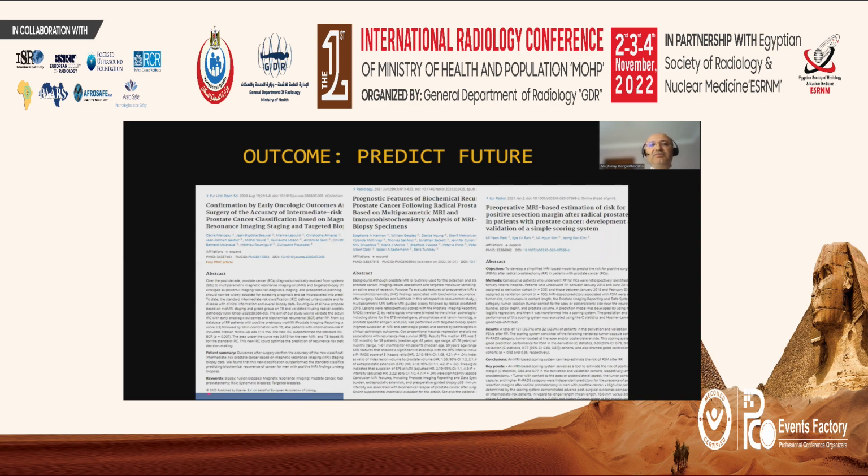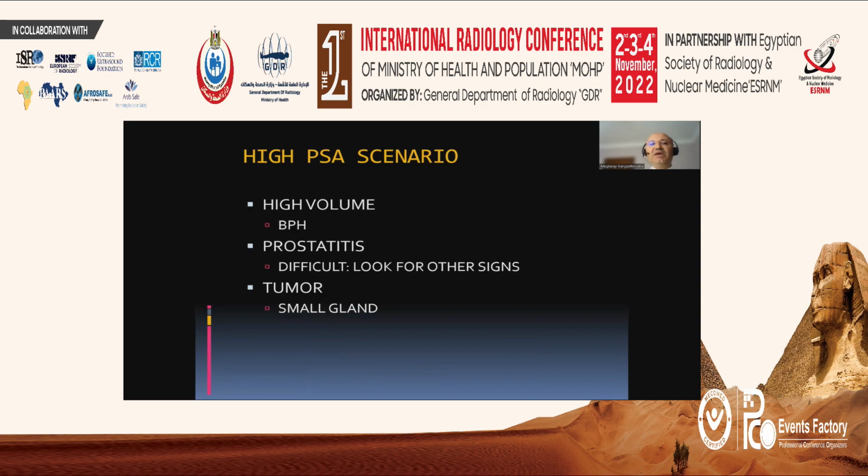And just remember, we can predict the future by MRI imaging. So if you have a high PSA scenario, just remember, you can have a high volume. If you have high volume, low PSA density, you have a BPH. In prostatitis, it can be difficult sometimes. But if you have a high PSA, small gland, just remember it can be a tumor.